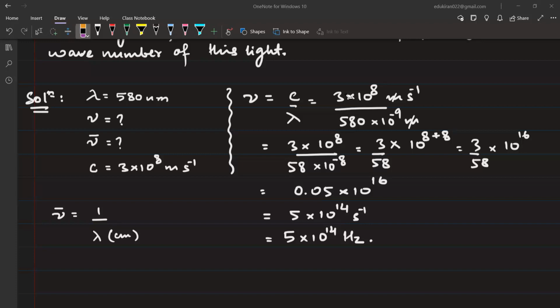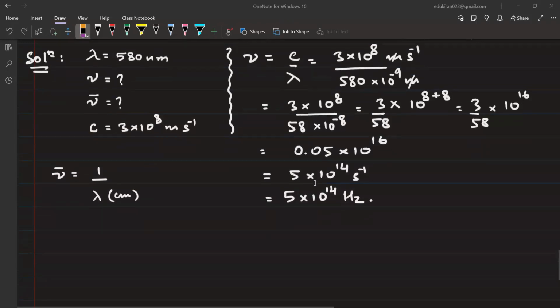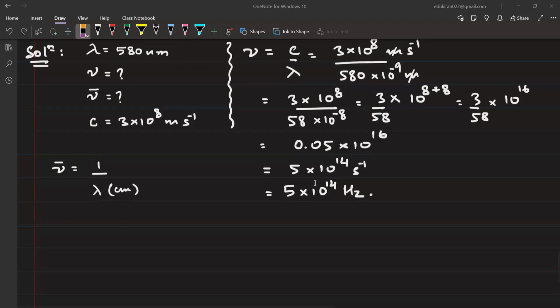Sir, how to convert it into centimeter? Yes, you are having this problem. See, in conversion you will never have any problem. So change your approach to conversion. We are going to change the approach to conversion very simply. See here, guys, I will write 1 upon what is lambda. Lambda is 580 into 10 raised to minus 9.